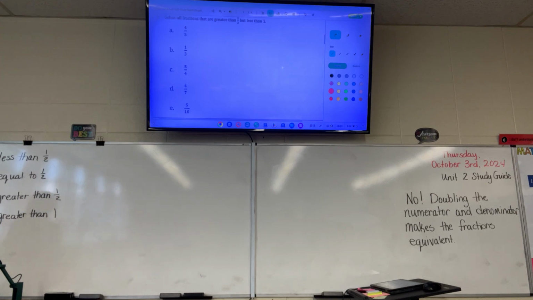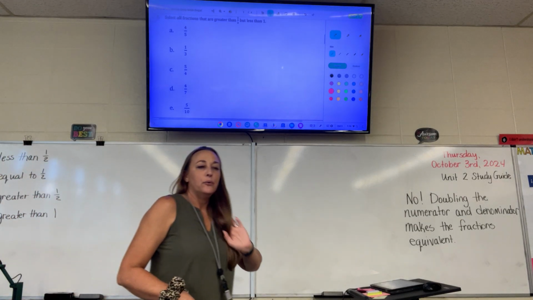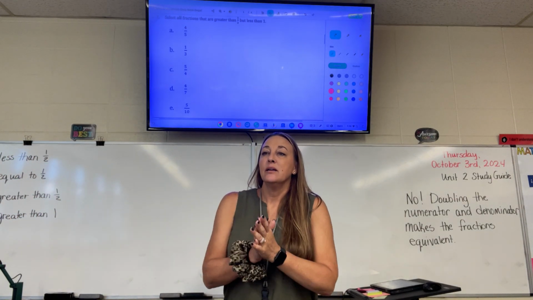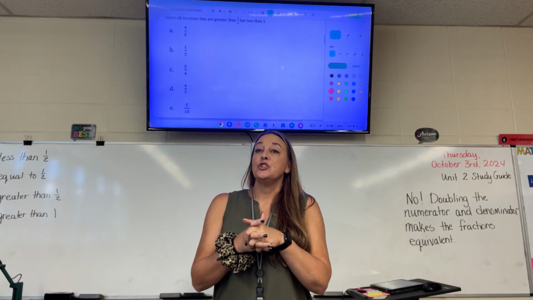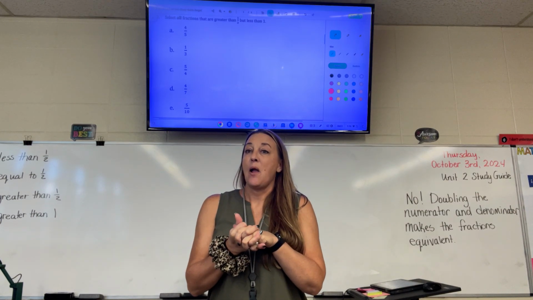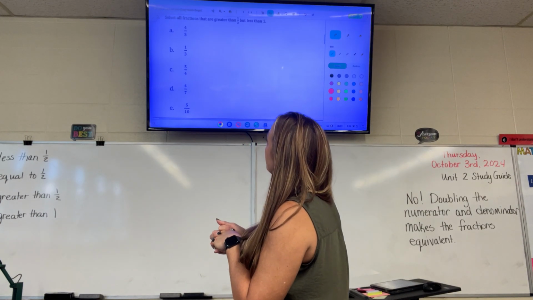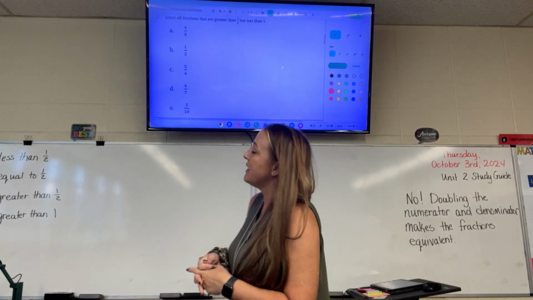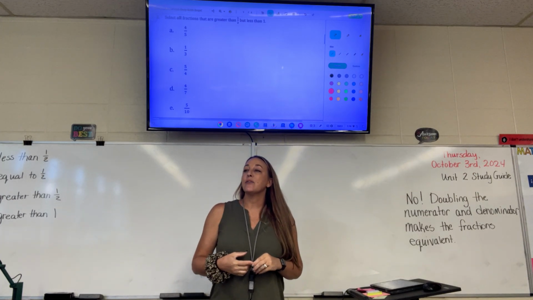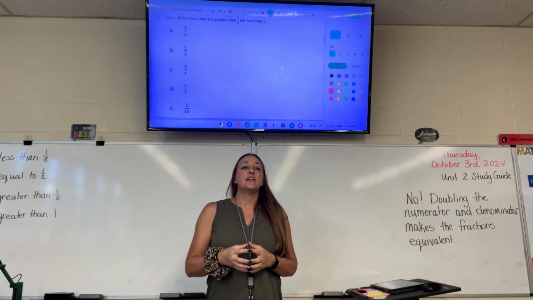Select all fractions that are greater than half but less than 1 whole. So we have to check these for 2 things, right, Autry? Okay. 4/5. Let's start with greater than half. Is 4 out of 5 greater than half?